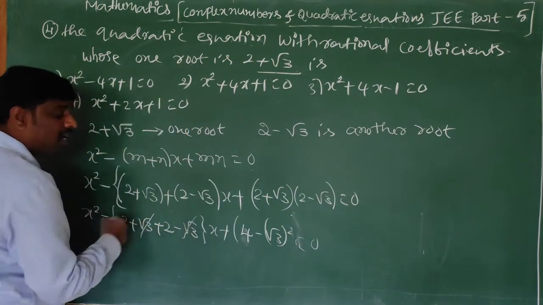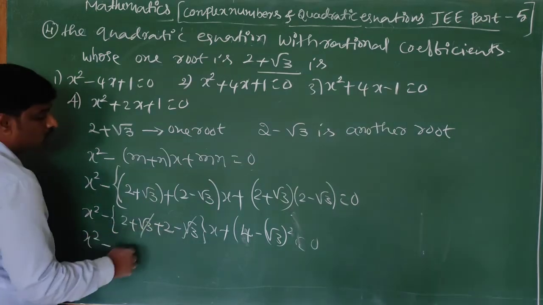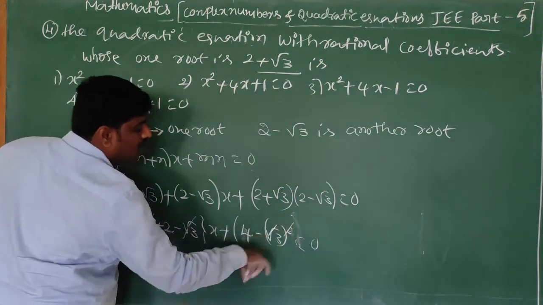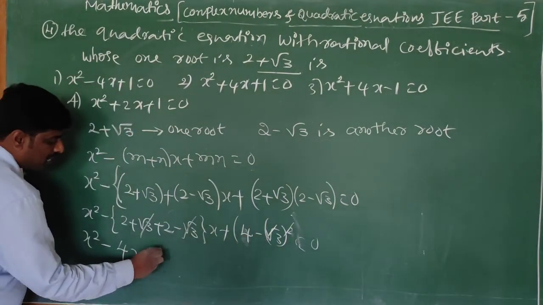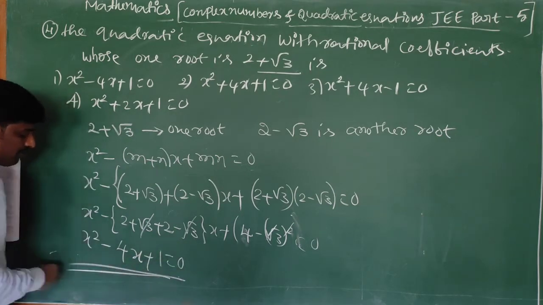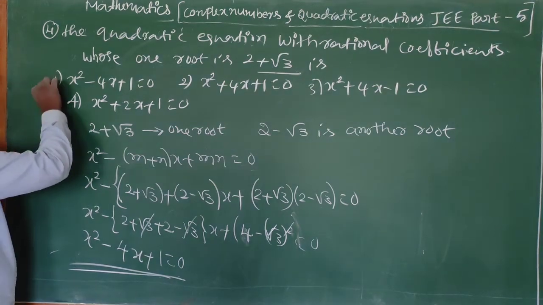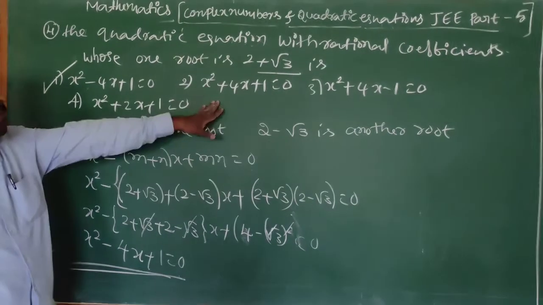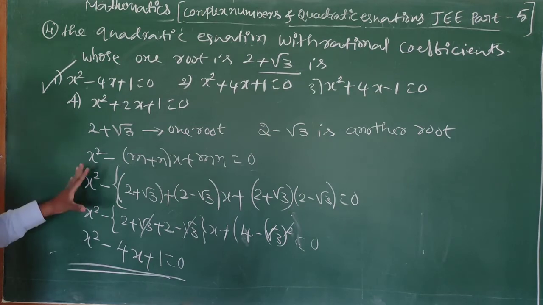Root 3 cancels. x square minus 2 plus 2 is 4, minus 4x, the square roots cancel. 4 minus 3 is 1, that is plus 1 is equal to 0. x square minus 4x plus 1 is equal to 0, that is the first option. Okay, here the options are almost similar, but we have to identify the correct option. So that is the only objective.